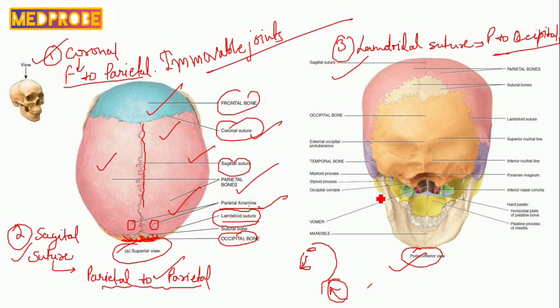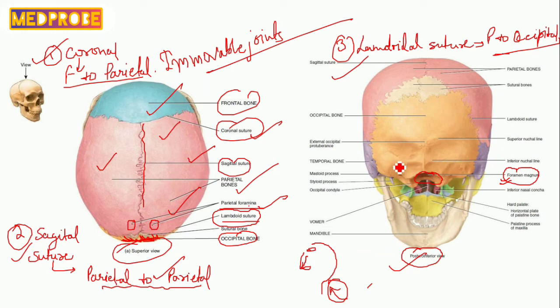Let's move on to the posterior inferior view. Here you can see a depression, or an aperture. This is known as the foramen magnum. This is the most important thing which you can see from the posterior inferior view. What is the function of the foramen magnum? The foramen magnum is an aperture present in the occipital bone.